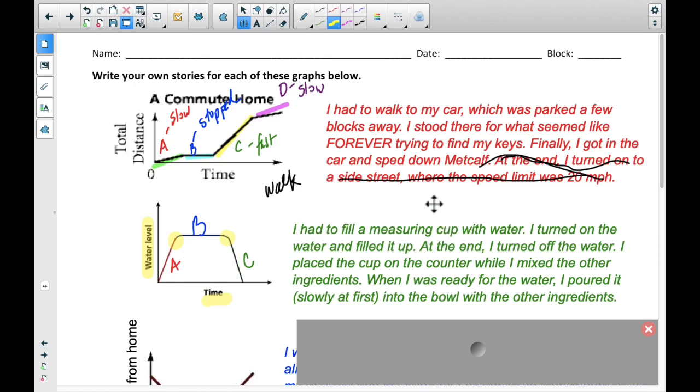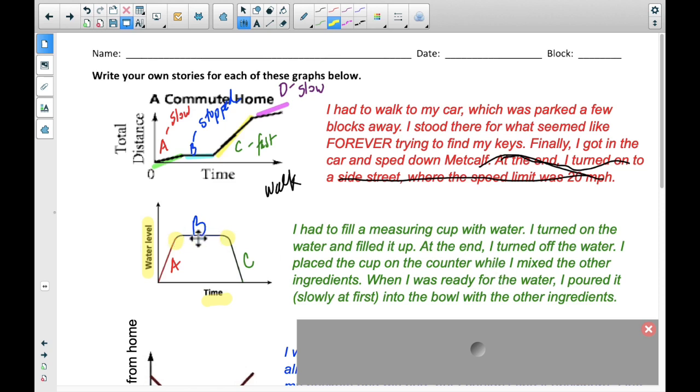So I had to fill a measuring cup with water, so I turn on the water and fill it up, because when you turn on the water, it's a constant rate and it fills up pretty quickly. At the end, I turned off the water. So that's where this is. Like you turn off the water and it kind of turns off, not instantaneously. You know, when you turn off the water, it takes a second to turn off.